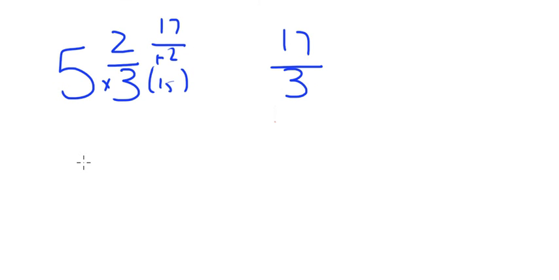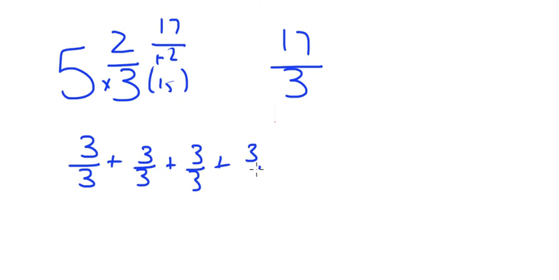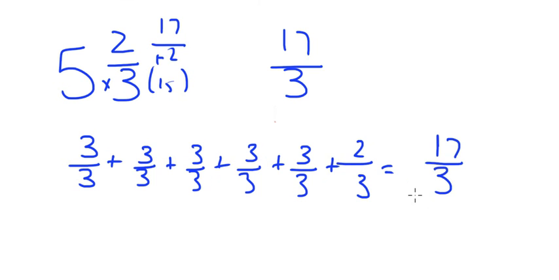How else can I do that? Plus 3 over 3. Plus 3 over 3. Plus 3 over 3. Plus 3 over 3. Plus 2 over 3. That's the other way I can do it. Kind of a long way, huh? Do you see how this way is a little bit easier? Okay.